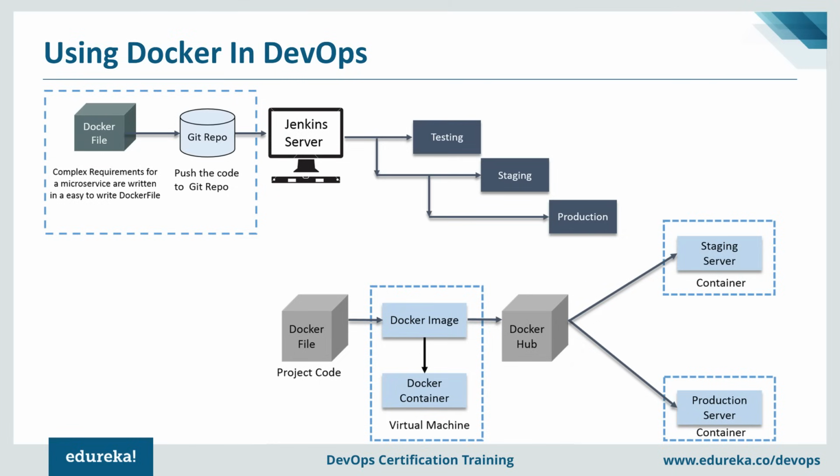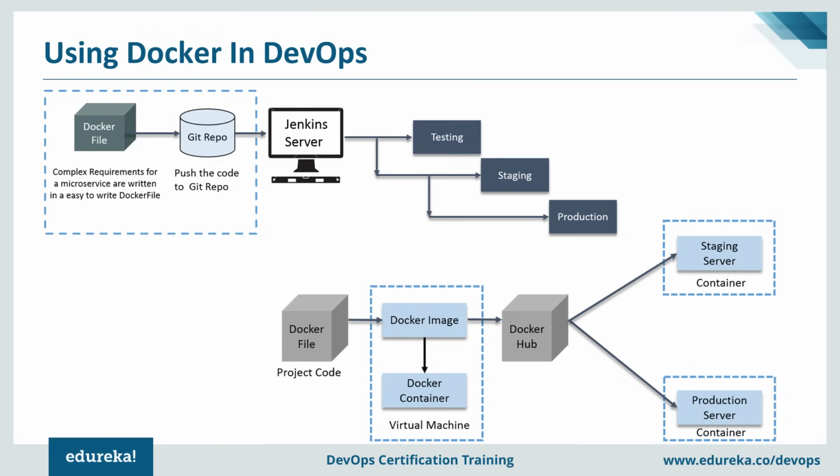Then what you can do is upload that Docker image onto Docker Hub. And through Docker Hub, various teams, be it staging or production, can pull that Docker image and prepare as many containers as they want. Docker Hub is nothing but a Git repository of Docker images. Now, with this architecture, what is the advantage? Whatever was there in the developer's laptop, I was able to replicate it in the staging as well as in the production environment. Similarly, there's one more way you can use Docker. If you write a complex requirement for a microservice in a Docker file, upload that onto the Git repository.